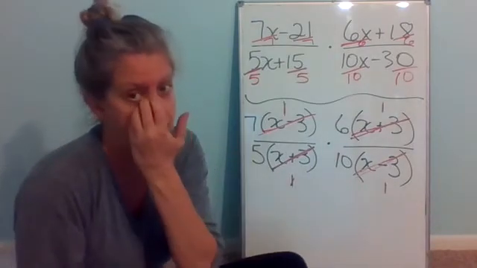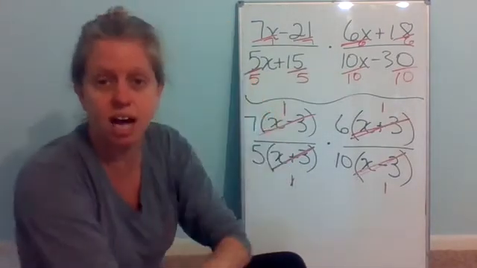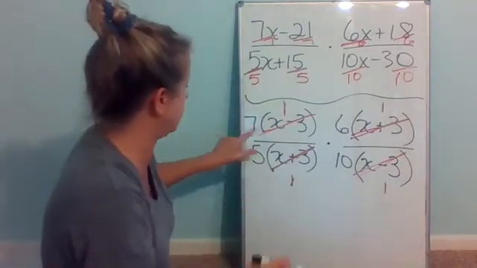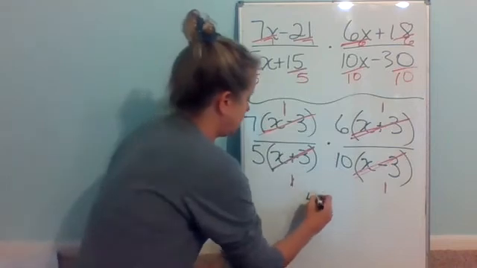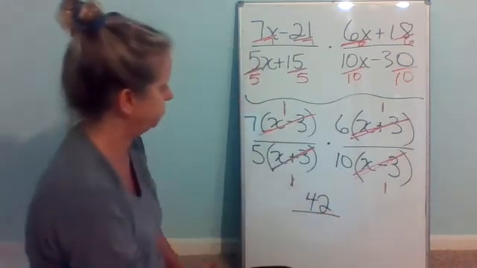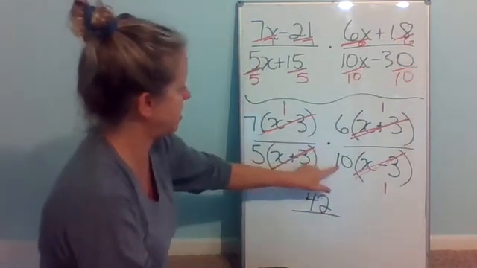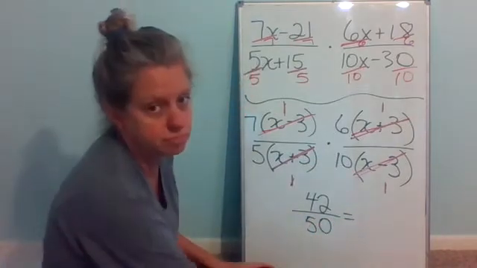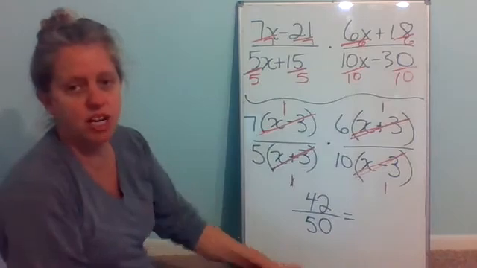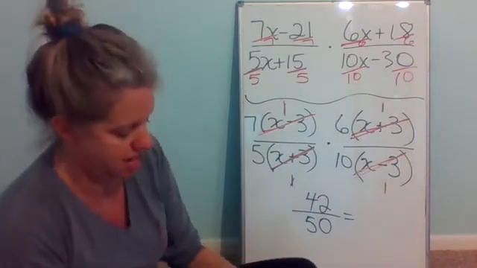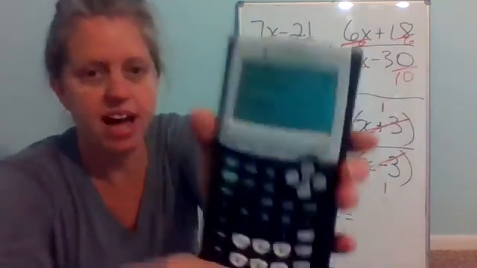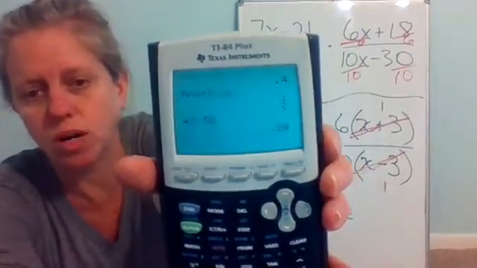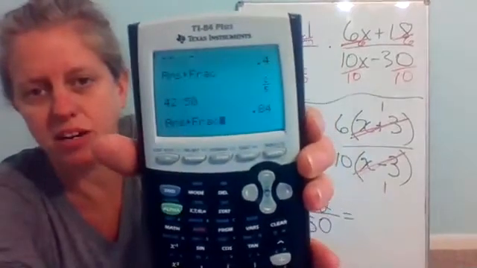So let's just go ahead and multiply straight across in the top and straight across in the bottom. So up top, I have 7 times 6, which is 42, over 5 times 10, which is 50. Math, enter your fraction. So let's see, 42 divided by 50 gives me 0.84. So let's math, enter that.